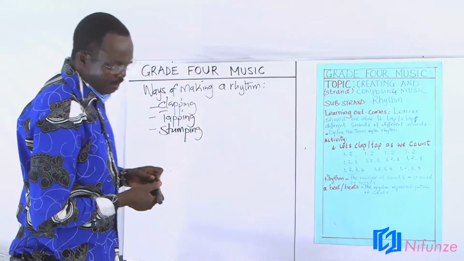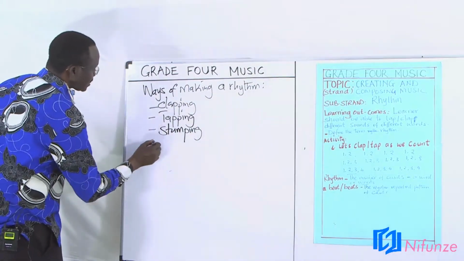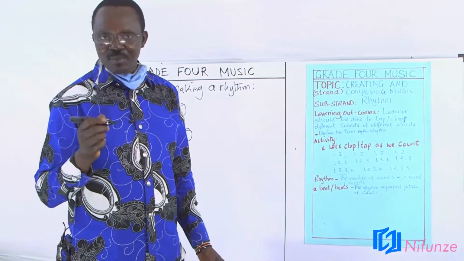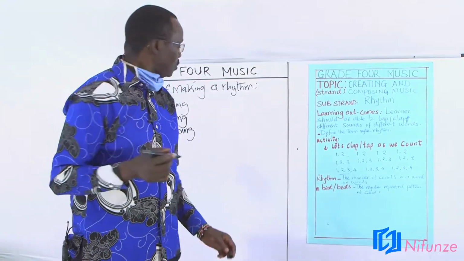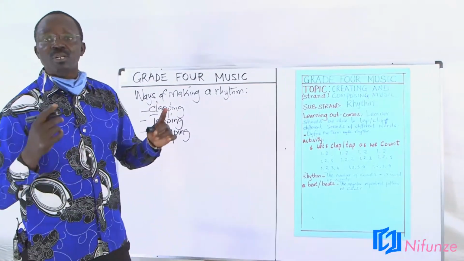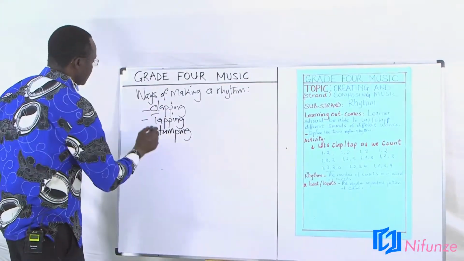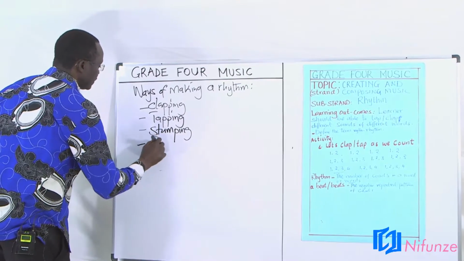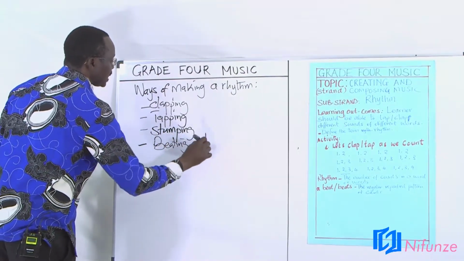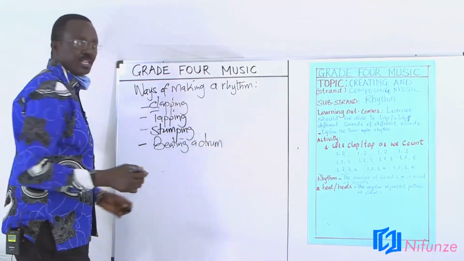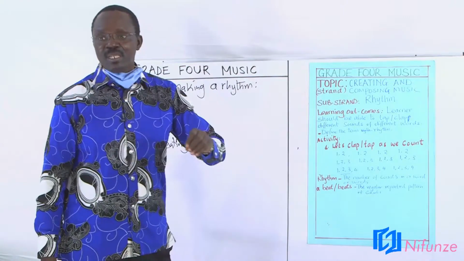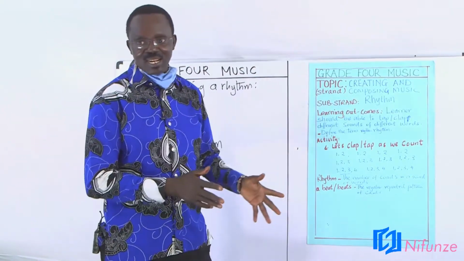Another way of making a rhythm is by, if you have a drum. Remember, before we could go, we had a drum in our class. And I told you that you can use that drum as a percussion instrument to create rhythm by beating or drumming. Beating a drum. These are ways of making a rhythm. That's why we use a drum as an accompaniment to create a rhythm.